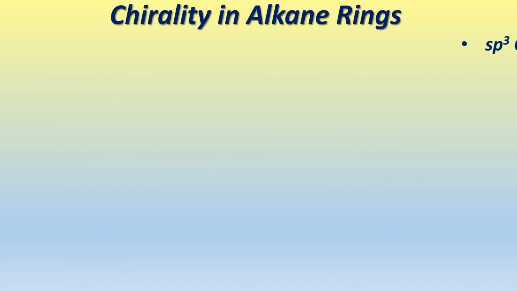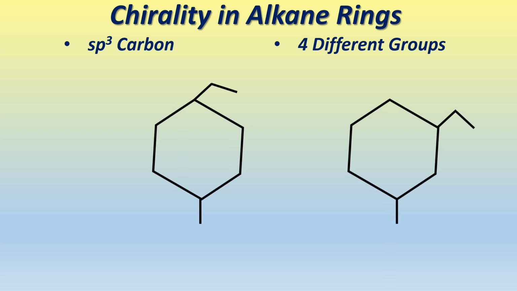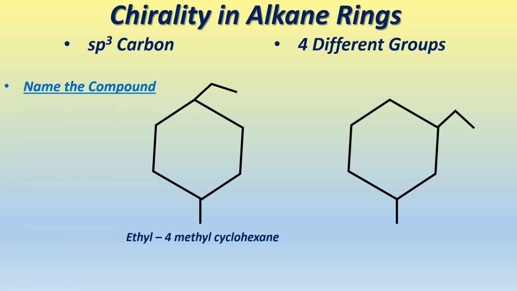In general, chirality in alkane rings seems confusing, but there's one simple way of looking at it. In order to have a chiral center, one still needs an sp3 carbon with 4 different groups attached. So here I have 2 separate molecules. The easiest way to find the chiral center is very simply to name the compound. In the first case, I have ethyl 4-methylcyclohexane, and in the second case, I have ethyl 3-methylcyclohexane.